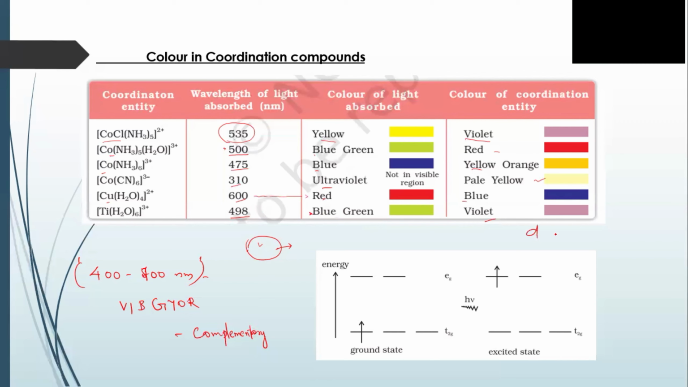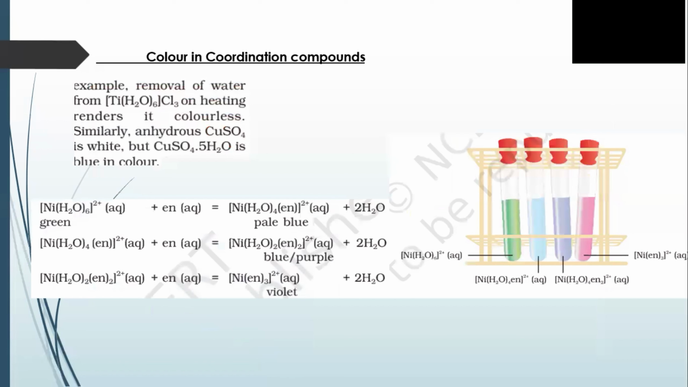The reason is d-d electron transfer. So the main reason for color is d-d electron transfer. This is happening because this difference in d orbitals is in the range of the visible region of the electromagnetic spectrum from the solar light. This can be understood from these examples.